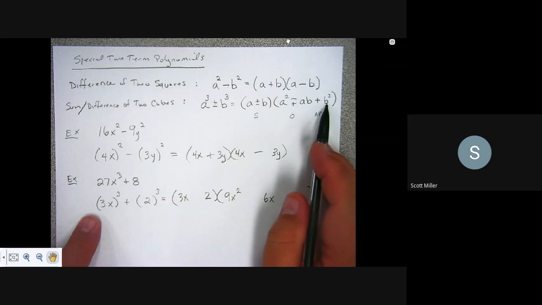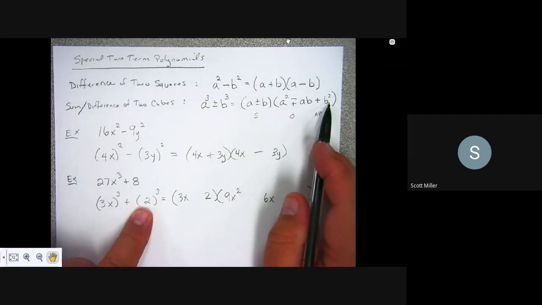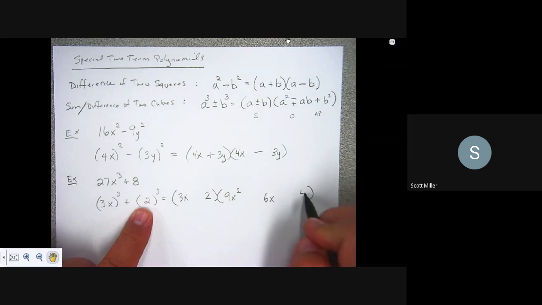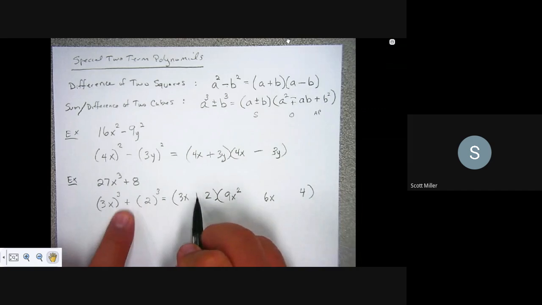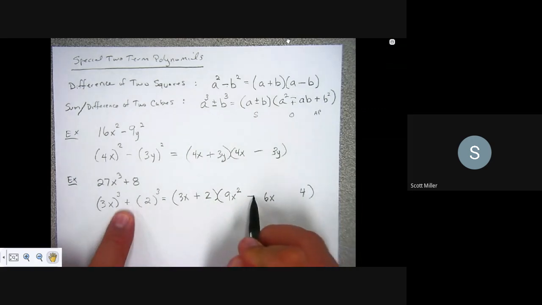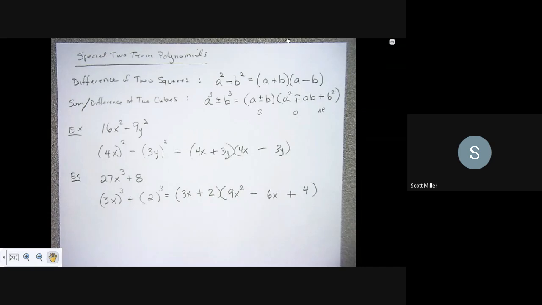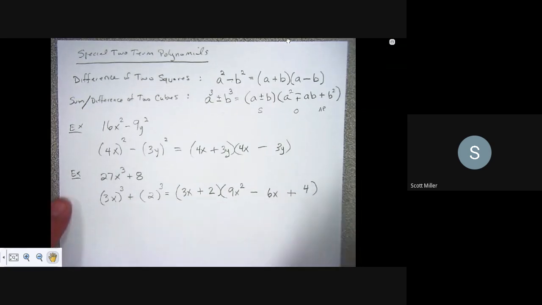And then the last part of this pattern is take the B number, or the last one here, and square that base number. So 2 squared is 4. And so then I just remember SOAP after that. SOAP is the same sign, the opposite sign, and always positive. And I am done. That is 2 terms.